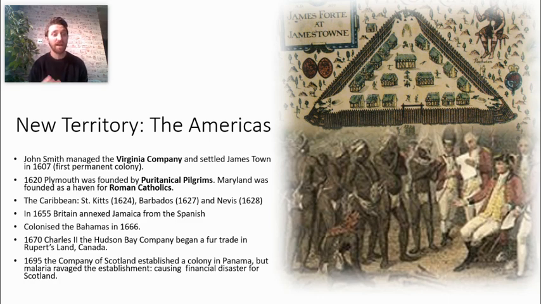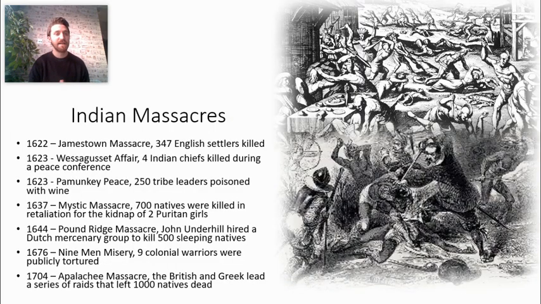And also, Britain conquers a number of islands. They annex Jamaica from the Spanish, they colonize the Bahamas. And in Canada, there are a few scattered settlements as well. However, compared to the Spanish and Portuguese empires of the previous centuries, they weren't extensive empires. They were scattered and disparate.